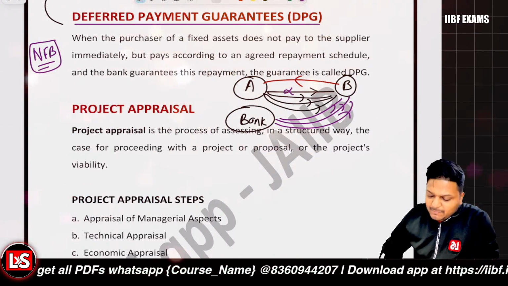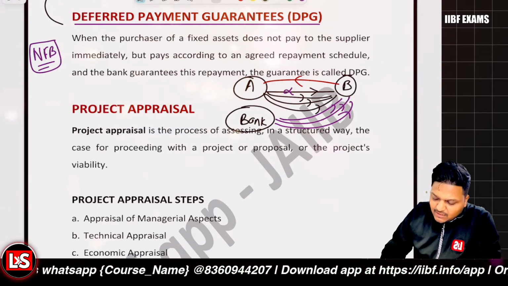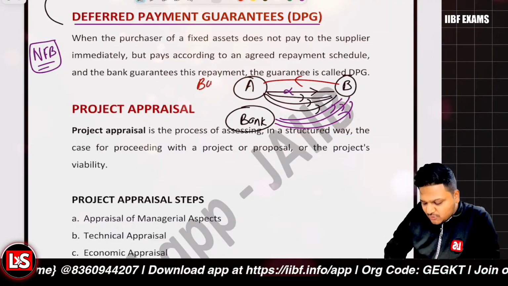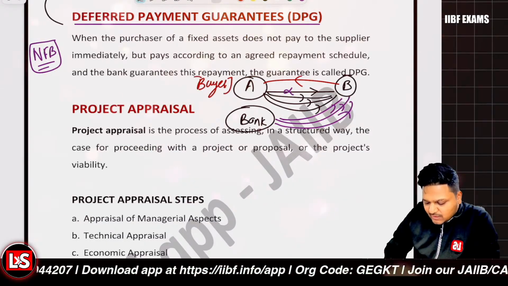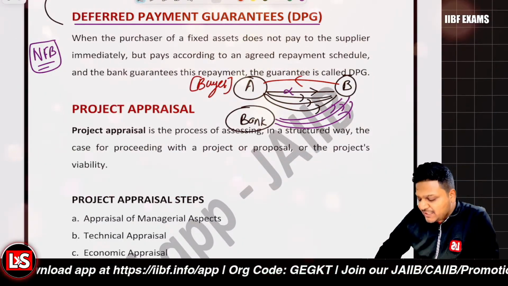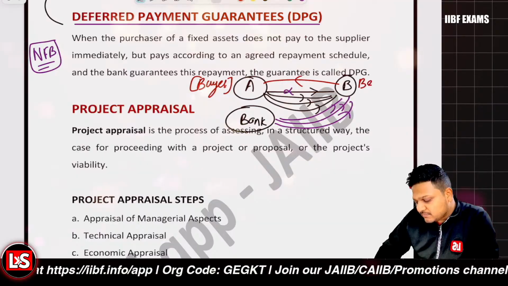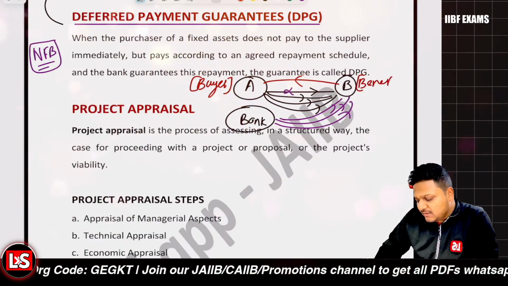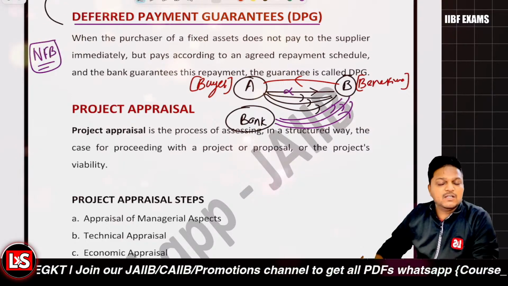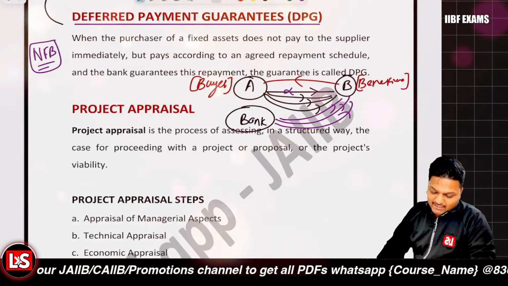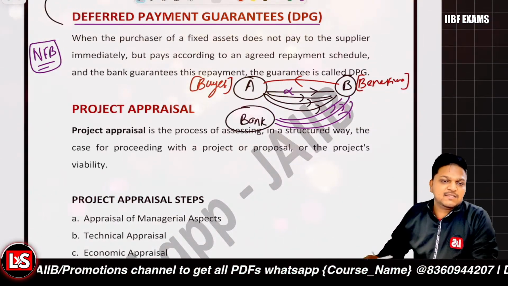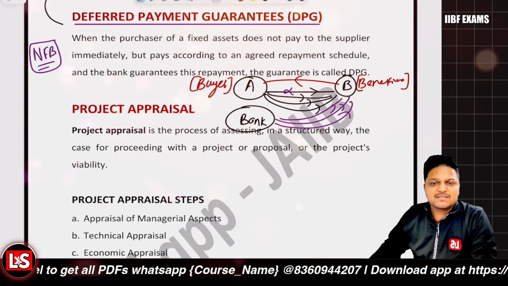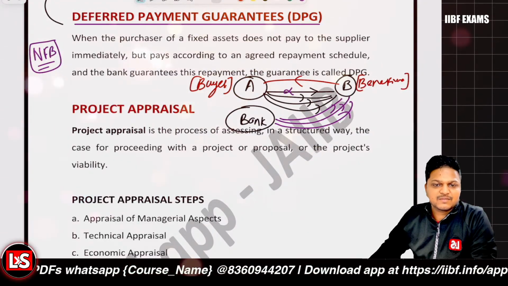And we are having the multiple parties involved here. Three parties are there. The first party is the buyer or the applicant, which is going to apply for the DPG. The second party is the beneficiary. I already told you, the supplier. So person A is the applicant, person B is the beneficiary in whose favor the guarantee will be issued, and the bank would be the guarantor in this scenario, right?